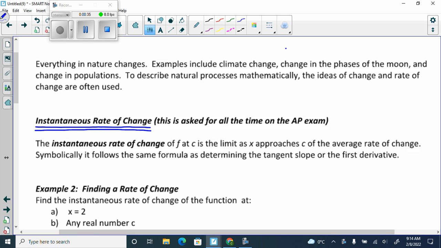Remember I told you rate of change is slope, right? Average rate of change is slope. We agree? Instantaneous rate of change is actually tangent slope. And what's the tangent slope the same as? The first derivative. So it's asking you to find the first derivative, and then plug in x, whatever instant they give you. First derivative.